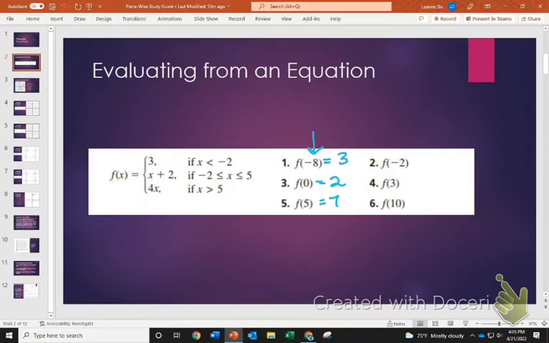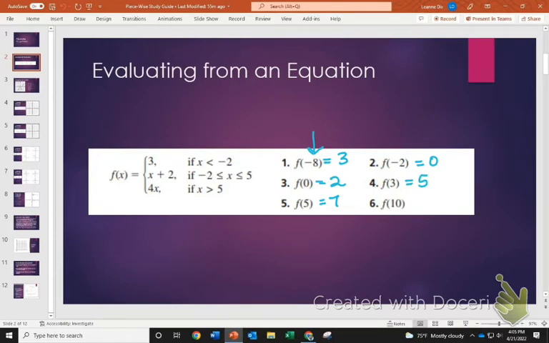-2, again, same exact scenario. We have two -2s. This one says less than, but this one says less than or equal to. That equal to part is what I need. So I, again, am using this particular equation. -2 plus 2 is 0. 3, again, fits within the -2 and 5 constraint. So it's going to be 3 plus 2, which is 5.